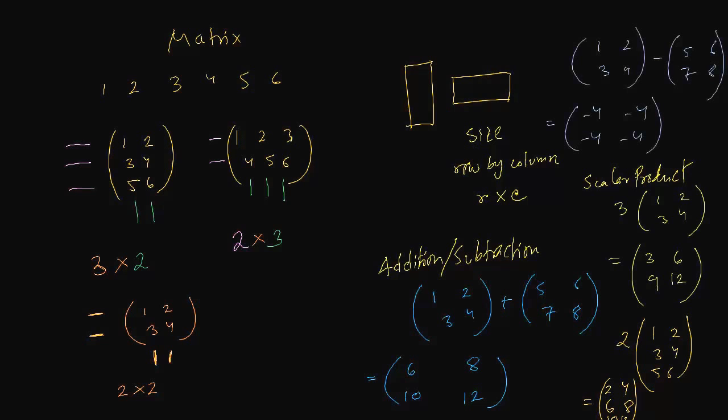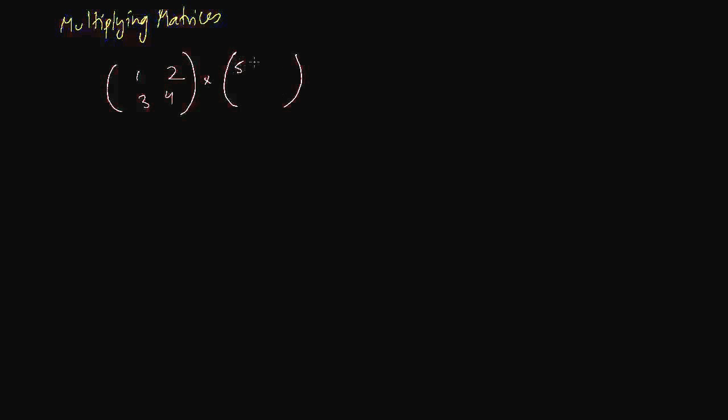Now a more challenging arithmetic operation, apart from addition and subtraction which are fairly simple, is the multiplication of matrices, which is not as straightforward as it might seem. So if you want to multiply two matrices, for example 1, 2, 3, 4 and you want to multiply this with 5, 6, 7, 8, this is what is done.